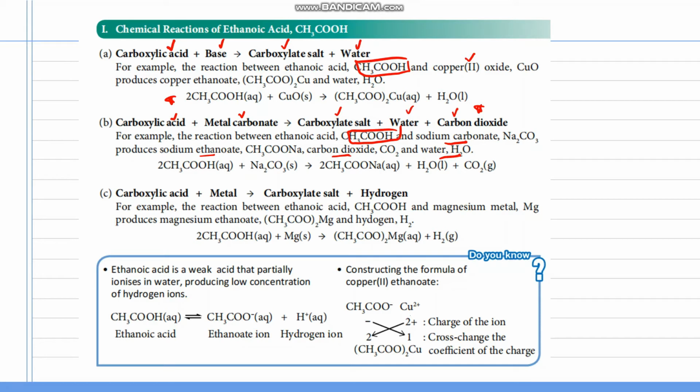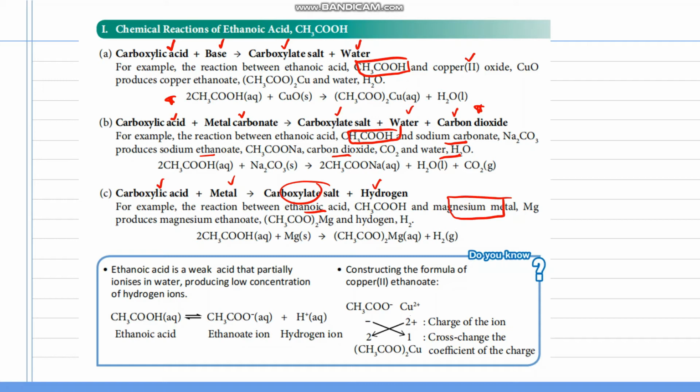And last but not least, we have the reaction between carboxylic acid and metal. So usually the metal that we use is a reactive metal such as magnesium. So again, in this case, it will produce the carboxylate salt and also it will release hydrogen gas. So for example, the reaction between the ethanoic acid with the magnesium metal, Mg, it will produce magnesium ethanoate and also release hydrogen gas.